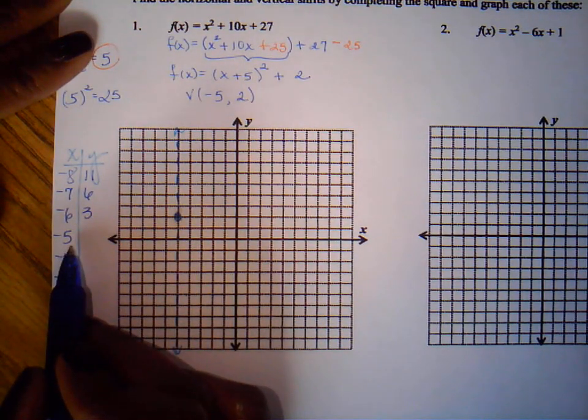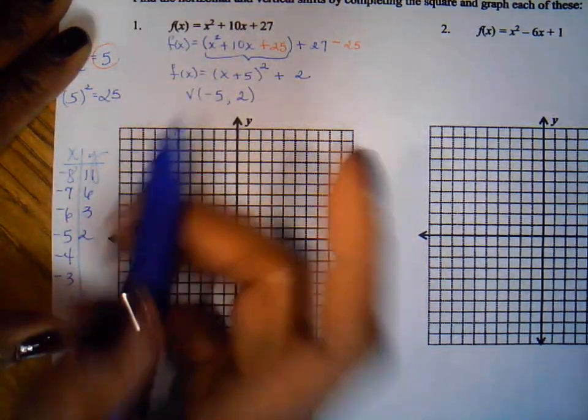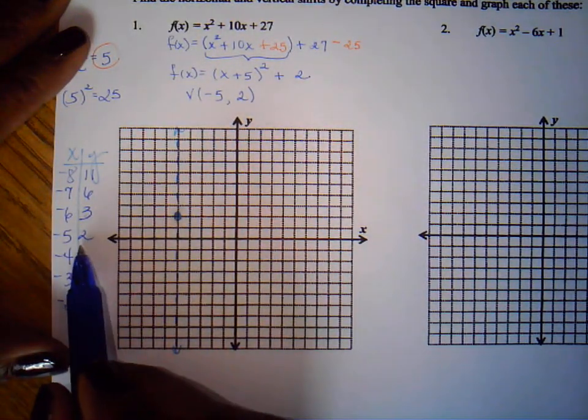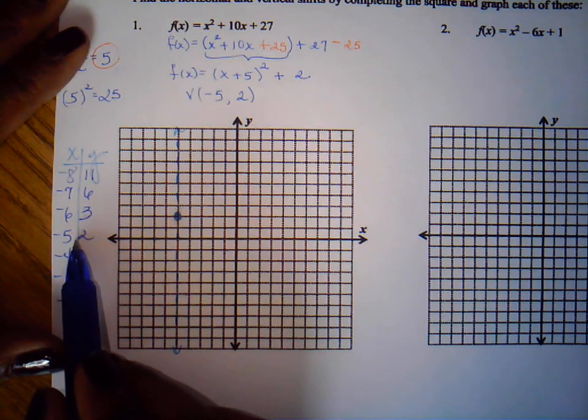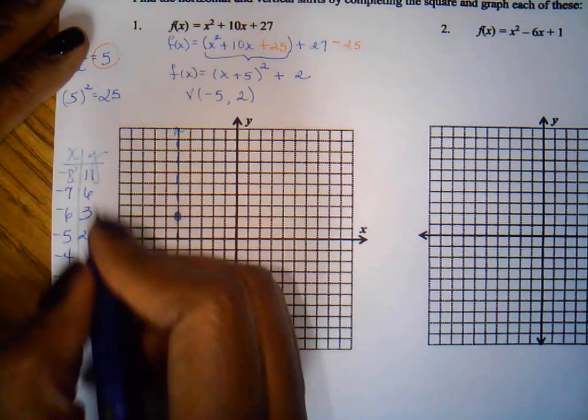When you plugged in -5, what did you get? You better have, because that's my vertex, right? And y'all, because this is my vertex, everything else is going to do what? It's going to repeat. Very good. So I don't have to calculate anything else. I can put my calculator down, and now I just repeat.